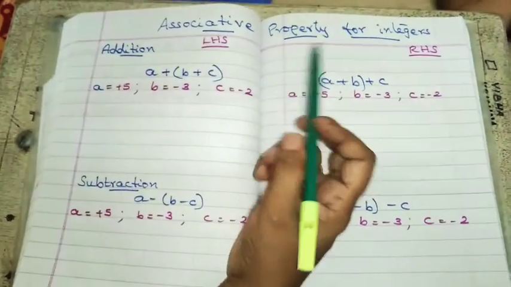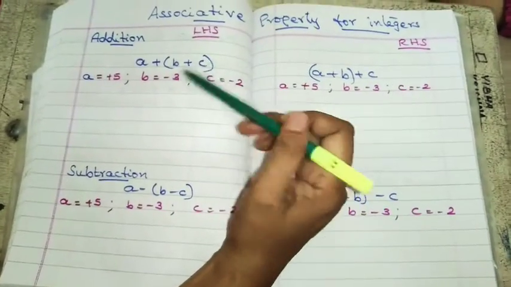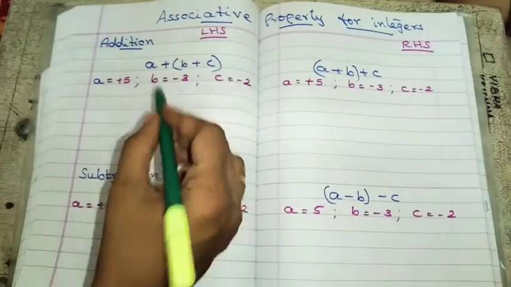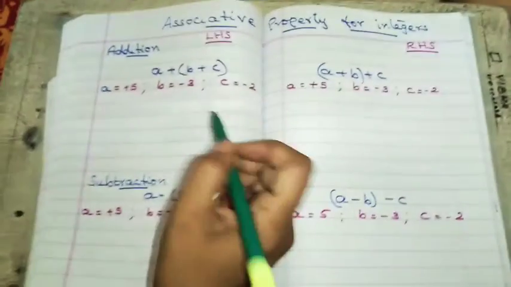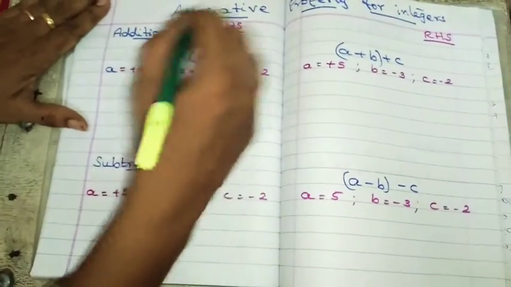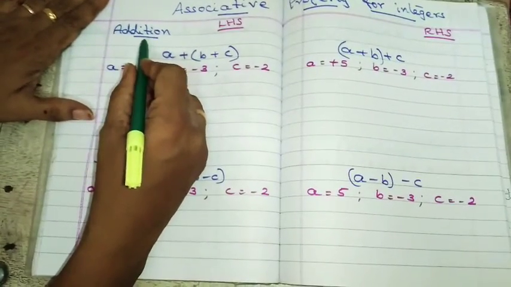I got a comment from one of the children from JV stating that he didn't understand the associative property for integers. So I am just going to brief you about the associative property for integers again. If any of you can't understand, you can take this. Associative property for integers. Addition. The operation based on addition.